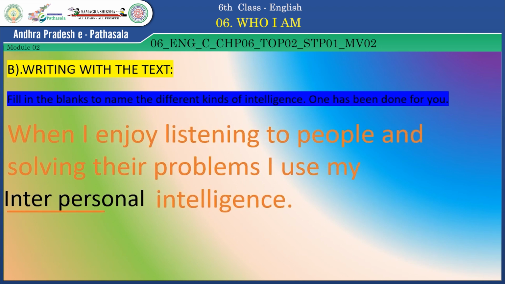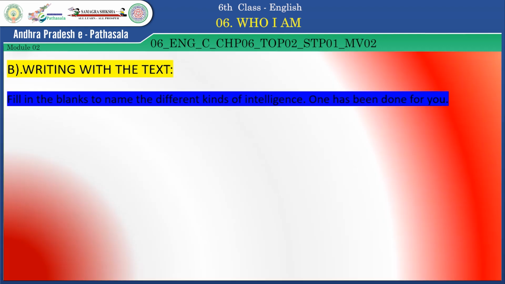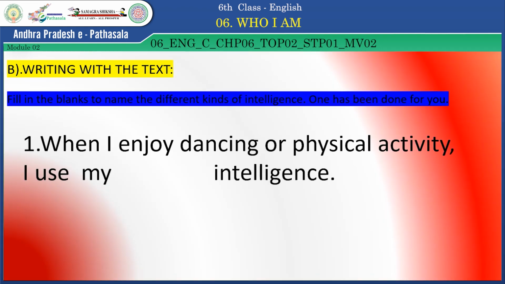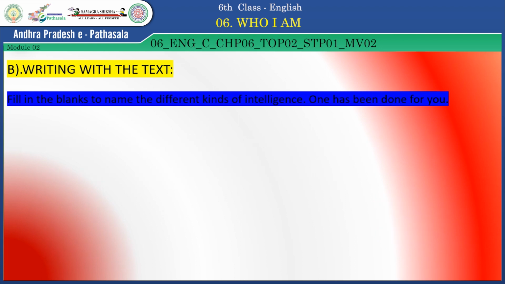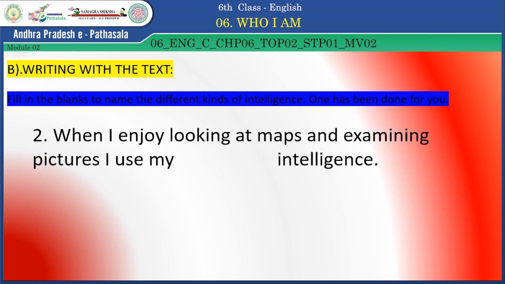Answer is interpersonal intelligence. Very good, children. First question. When I enjoy dancing or physical activity, I use my dash intelligence. Answer is bodily intelligence. Very good, children. Second question. When I enjoy looking at maps and examining pictures, I use my dash intelligence. Visual intelligence. Very good, children.